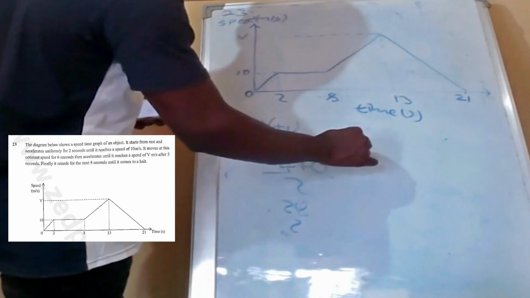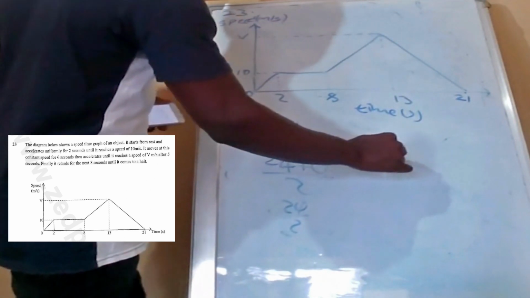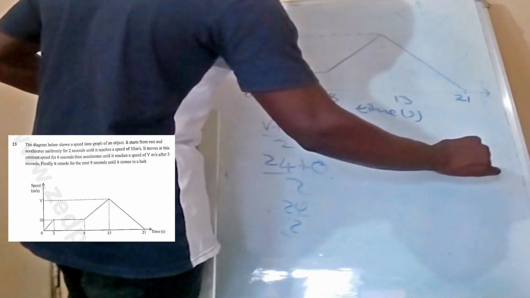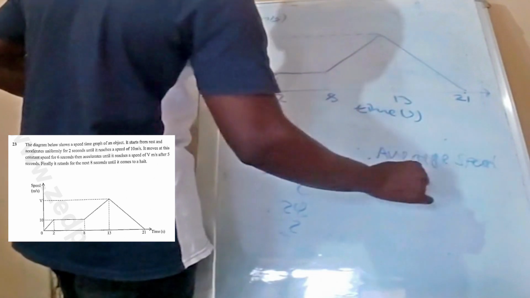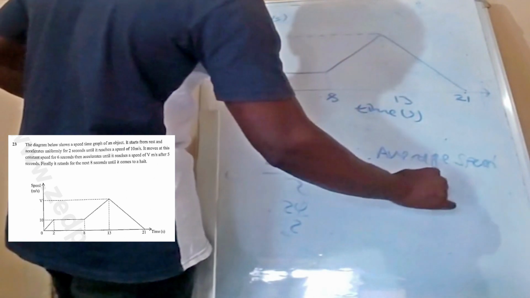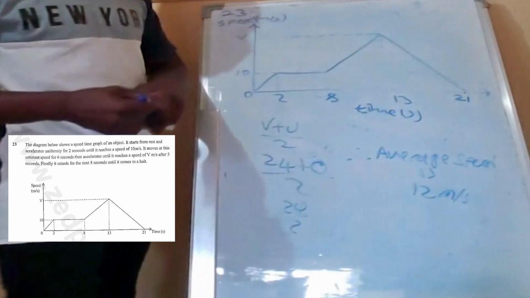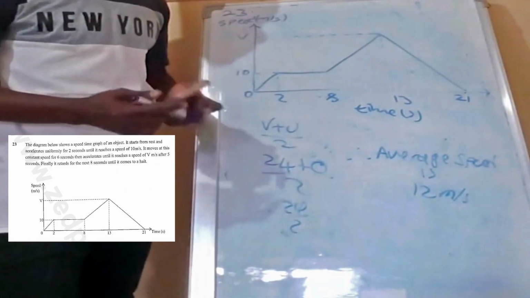So therefore the average speed is 12 meters per second. And we are done with this paper.